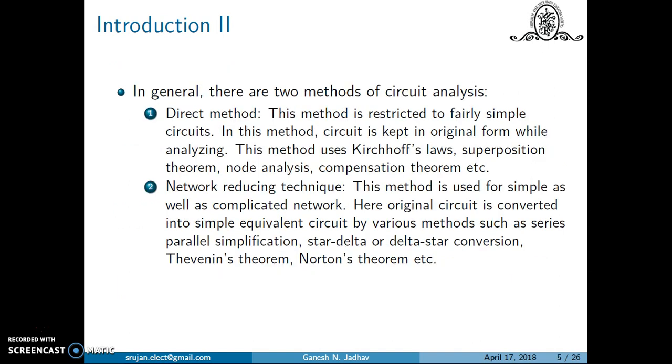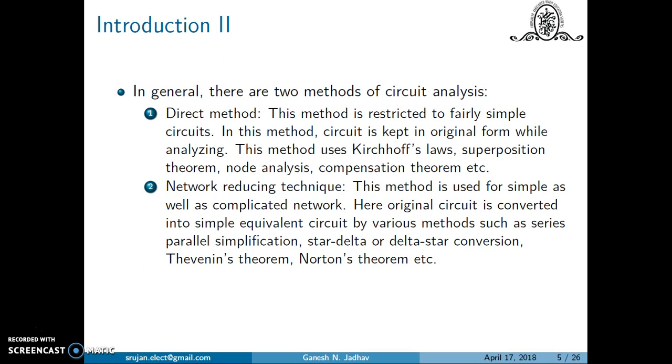In general, there are two methods of analysis of circuit. One is the direct method. This method is restricted fairly to simple circuits. This is applicable only for simple circuits. In this method, the circuit is kept in original form while analyzing. There is no reduction. The circuit is kept in original form. This uses Kirchhoff's laws, superposition theorem, Thevenin's theorem.